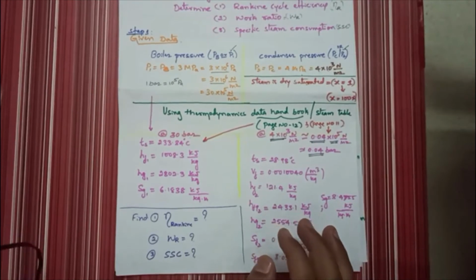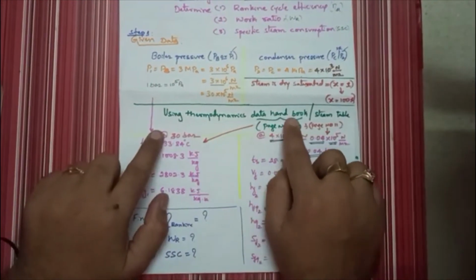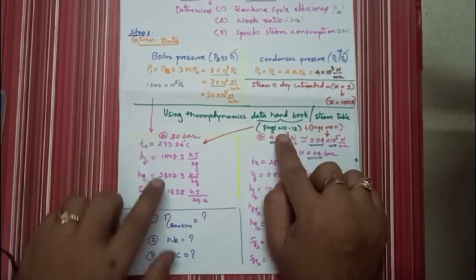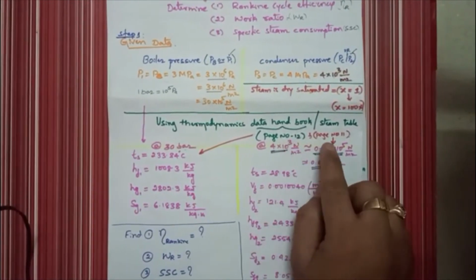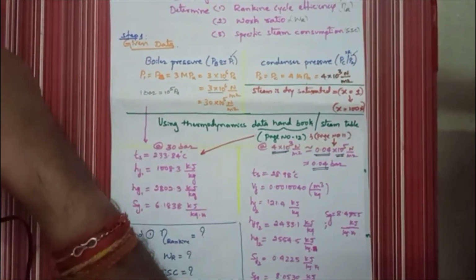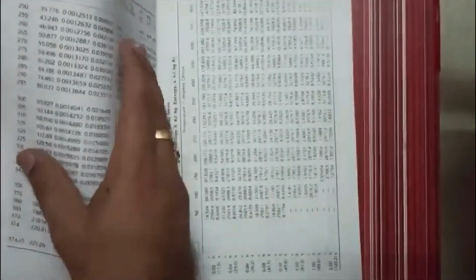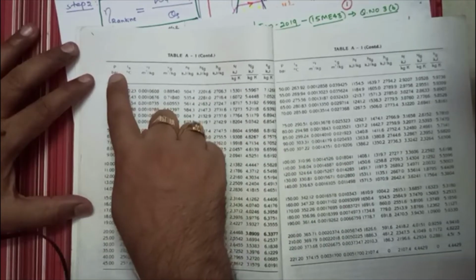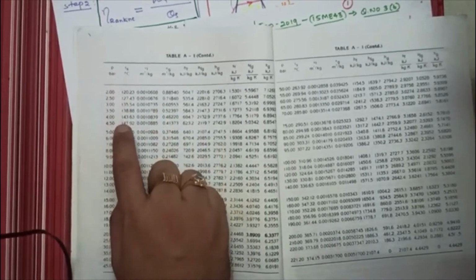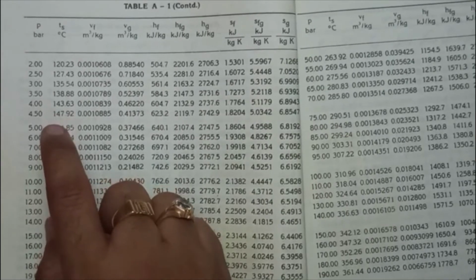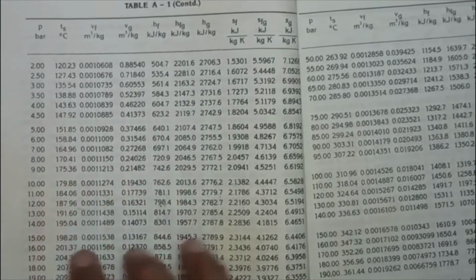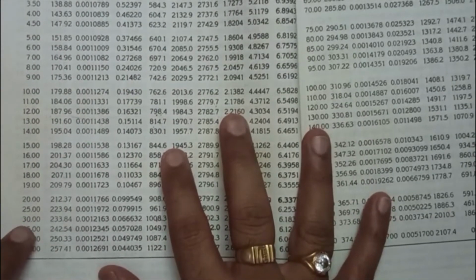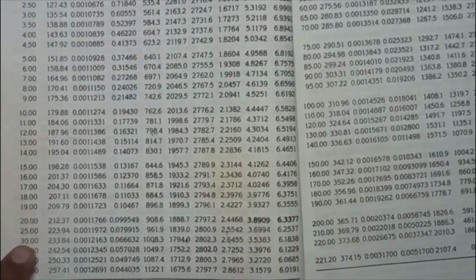Okay, so now using the thermodynamic data handbook or steam table, that is page number 12 and page number 11. So go to page number 12. I will show you how to take the values just for an example. From page number 12, here is table number 12. First column is bar. So go to 30 bar. Here it is, 30 bar pressure.